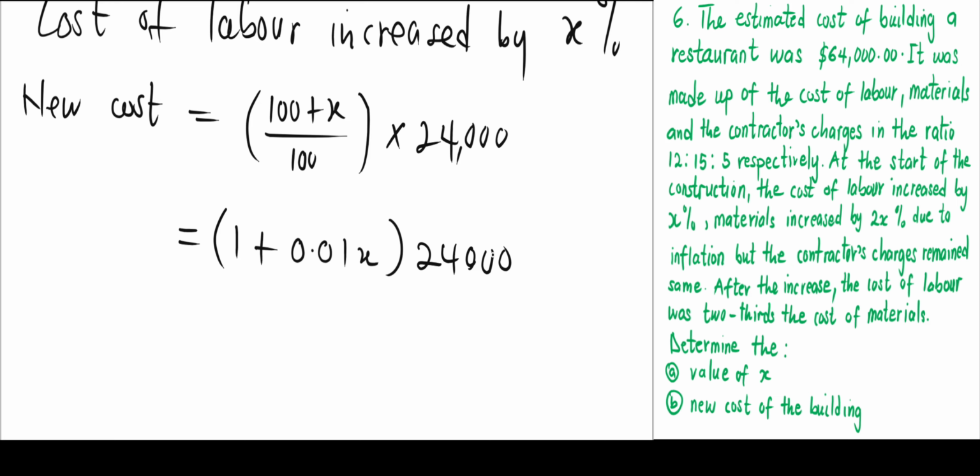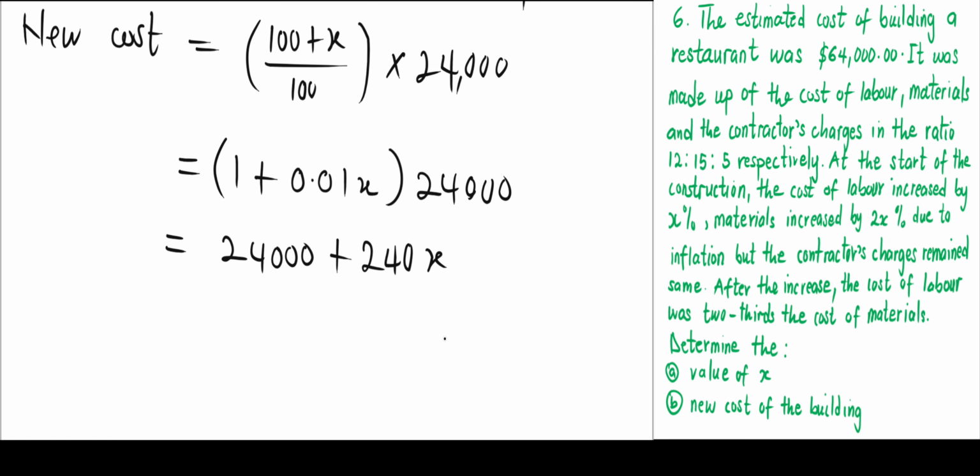Then all multiplying 24,000. All right. So let us work on that. So here we are going to get 24,000 plus 0.01 multiplying 24,000. So here will give us 240x. So this is the new cost of labor after the cost of labor is increased by X%. So we move to the next part.